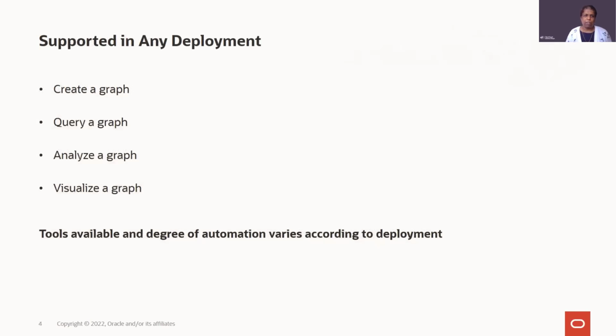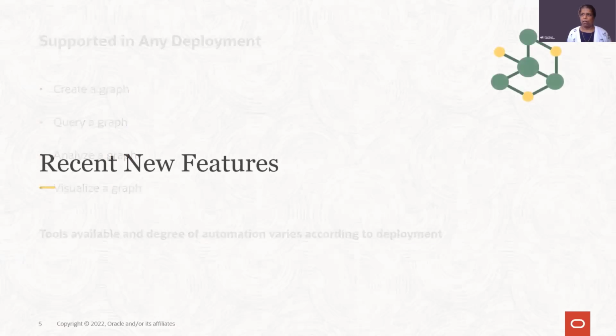So in any deployment, we have the ability to create a graph, query a graph, analyze a graph, and visualize a graph. And Mark was showing that as the core steps when you're working with graphs. What varies is the degree of automation and the tools available. So when I'm talking about new features, some of them will be core features, like is there a different way to create a graph and so on. And some of it will be around tools available, like what are the new interpreters that we have available with our offerings. And I'll try to highlight that as we go along.